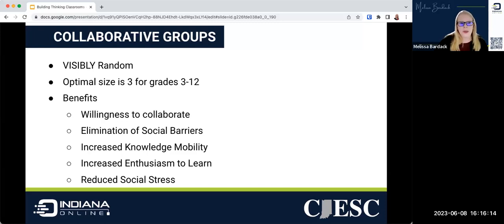The optimal size from the research for grades 3 through 12 was 3 students in a group. For grades younger than 3rd grade, the optimal size there was a partner team, just having 2 students in a group. The optimal size being 3 for grades 3 through 12 really helped ensure that all students were taking a part, and there were times where one person would want to take the lead over the 3, but there was always that 3rd person kind of saying, no, we want to share our ideas also. Many of the benefits included that willingness to collaborate.